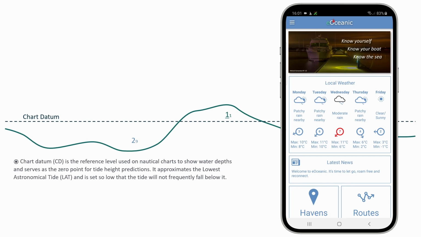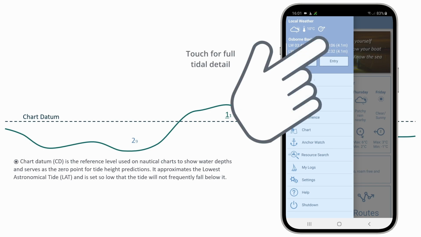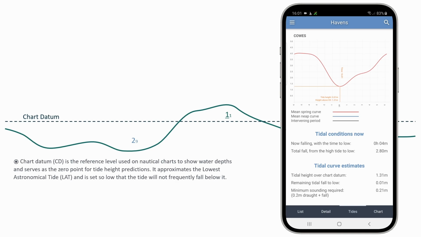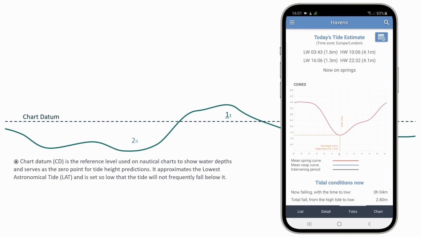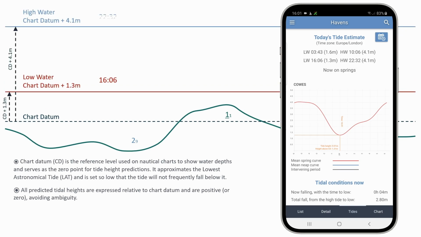Touch the menu icon or swipe from the left edge of the screen for the menu, which presents the summary tidal information. And we are looking at the afternoon and evening tides in this case. You can also touch the summary tide details to go to the full tidal details. All presented tidal heights are expressed relative to chart datum and are positive or 0 to avoid ambiguity.